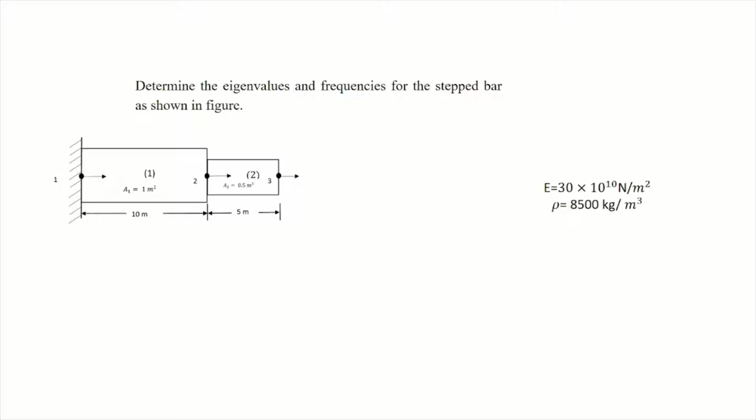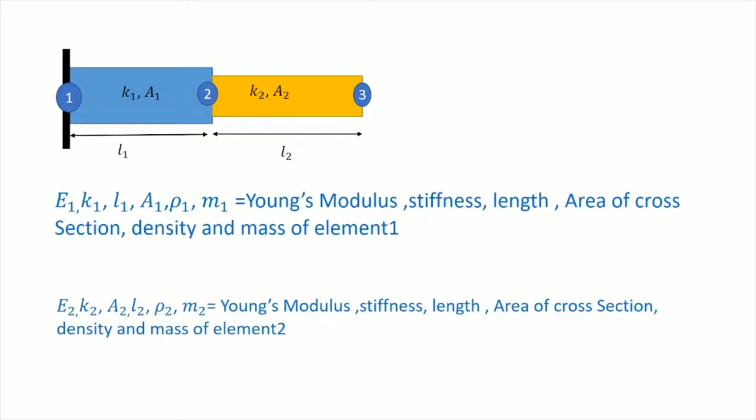As I told earlier, whenever you are solving any problem at undergraduate level, try to divide the problem into a smaller number of elements. Generally we take two elements. If you are taking two elements, you will have 3 cross 3 matrices. If you keep on increasing the number of elements, your matrices will increase and complexity will increase. So that's why we kept it for two elements.